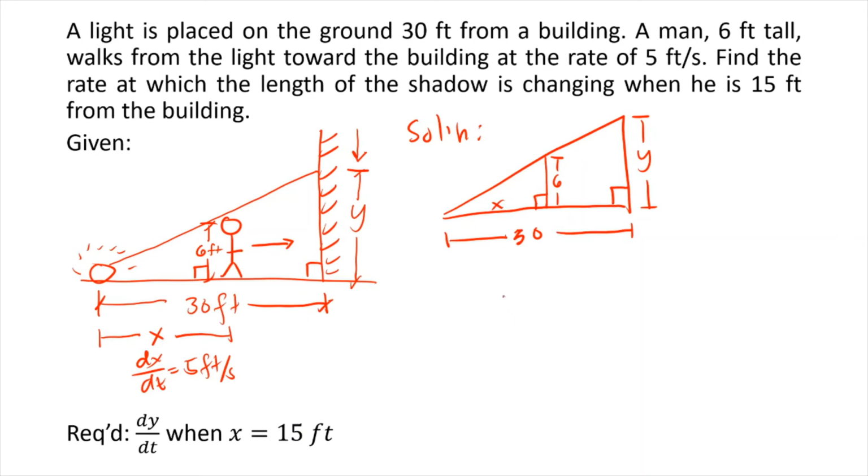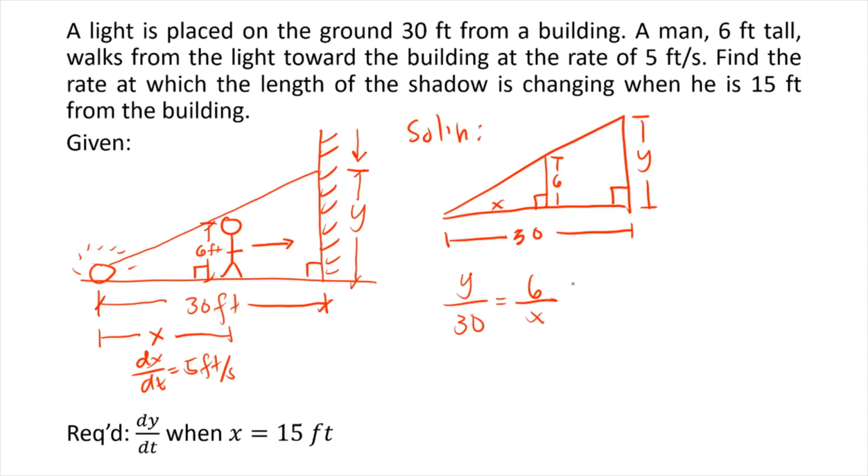So for this one, we can apply the concept of similar triangles. If we take the ratio between any two sides, it must be equal to the ratio between the corresponding sides of the other triangle. So let's say we take the ratio between y and 30. These are the sides of the bigger right triangle, right? So y over 30 must be equal to the ratio between the corresponding sides on the smaller right triangle. So y corresponds to 6 on the smaller right triangle, and 30, the base of the bigger right triangle, corresponds to x, which is the base of the smaller right triangle.